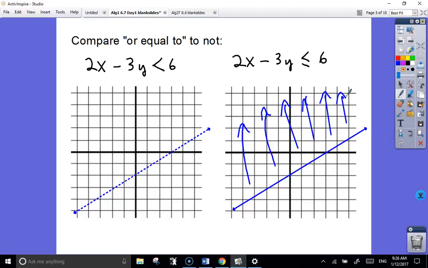When we were doing one variable inequalities, what did we do when we had a less than or a greater than? We used open circle to say, that's not part of the solution. When we want to say that that line is not part of the solution, then we make it a dashed line. Right? It's still in exactly the same place. But that's the difference, right? Less than, dashed line. Or equal to, solid line. So shading.